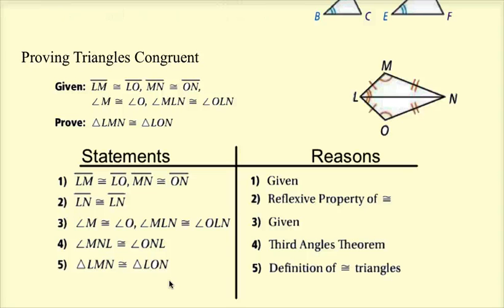Okay, and that's it for today. And later on in this chapter, tomorrow and the next day, we're going to learn a shortcut so we don't have to show that all three sides and all three angles, because that's 6 things that you would have to put into a proof. There are shortcuts to do that. Okay, so we'll do that tomorrow.